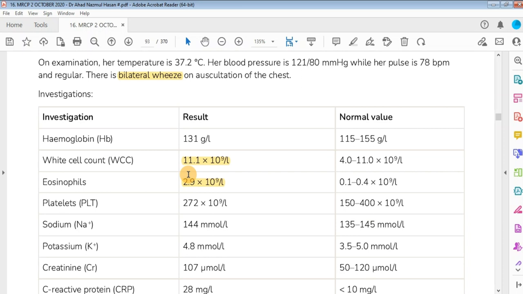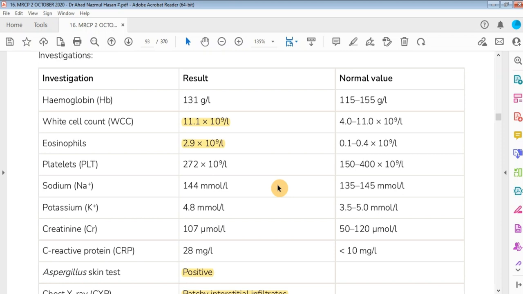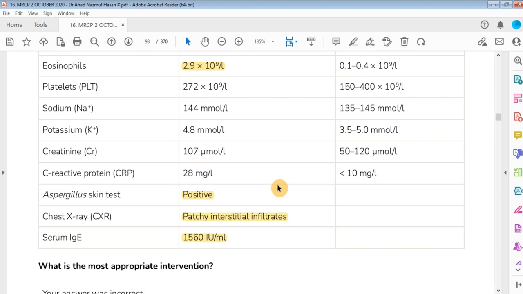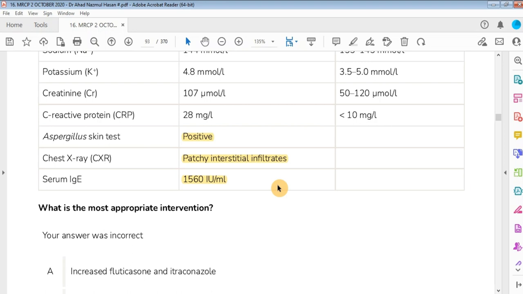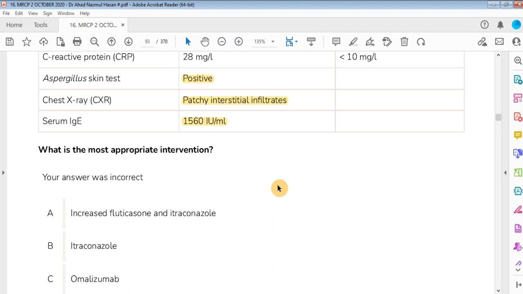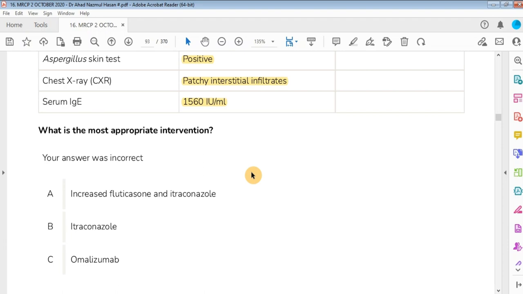HB 13.1, TLC 11.9, eosinophilia is there, 2.9. Platelet 272, sodium 144, potassium 4.8, creatinine 107, CRP 28. Aspergillus skin test is positive. Chest X-ray shows patchy infiltration, interstitial infiltrates, and serum IgE level is raised, 1,560.